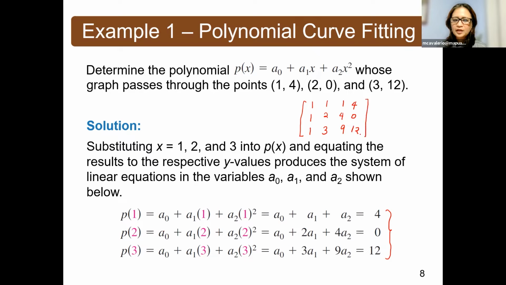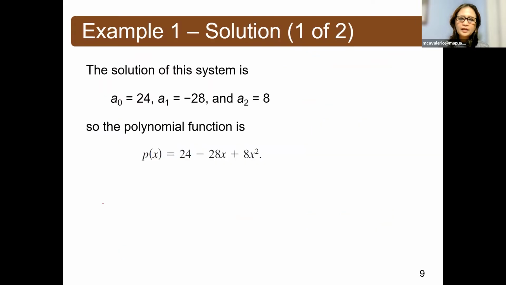By applying elementary row operations and converting this augmented matrix into reduced row echelon form, we'll be able to find that the solution a naught will be equivalent to 24, a1 to be negative 28, and a sub 2 to be equivalent to 8. And then substituting it into the model, we will have p of x equal to 24 minus 28x plus 8x squared.